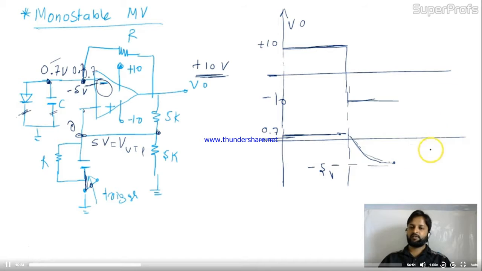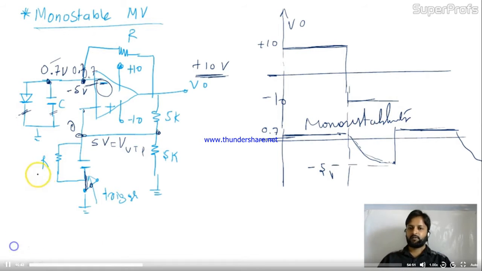Okay friends. And after this, again you will get the trigger and you will get this circuit, like this. So in this case you are having monostability. Is it okay? So only one condition is stable over here. This is stable, and this is quasi-stable.